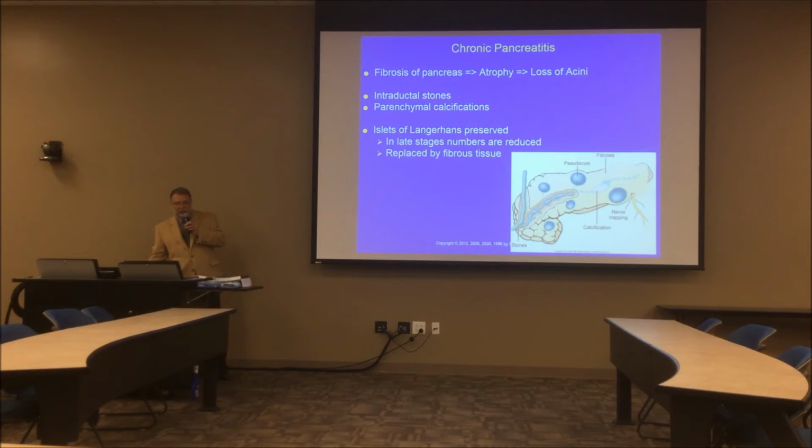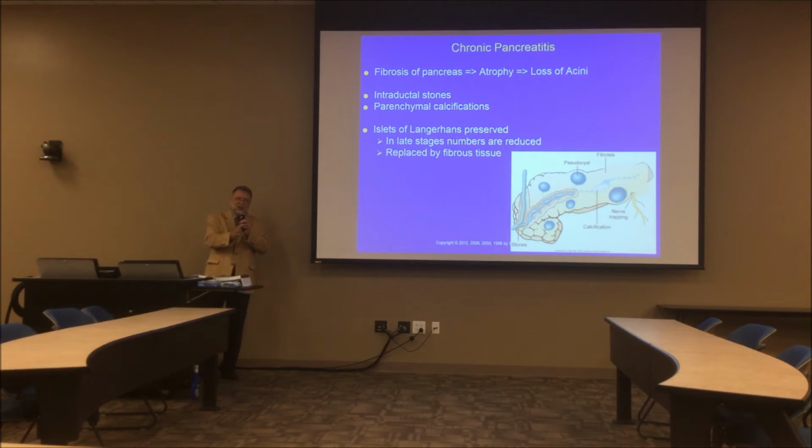Some intraductal stones or parenchymal calcification, like I said, are going to be present on the x-rays, so this is the reason why you're going to have them. One of the important factors is that the exocrine cells are affected, while the endocrine islets of Langerhans are preserved. Sometimes, even though they're present, they can be reduced and replaced by fibrous tissue. This is the reason why diabetes is a later complication of this.